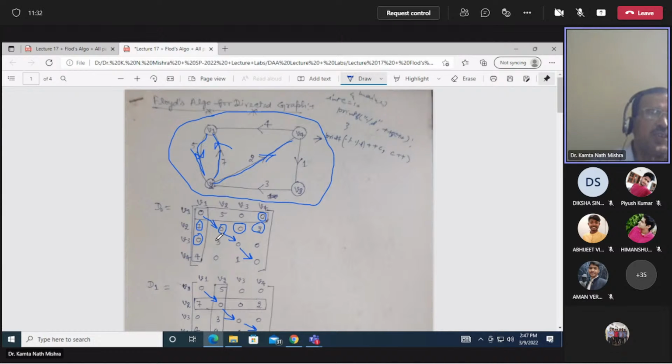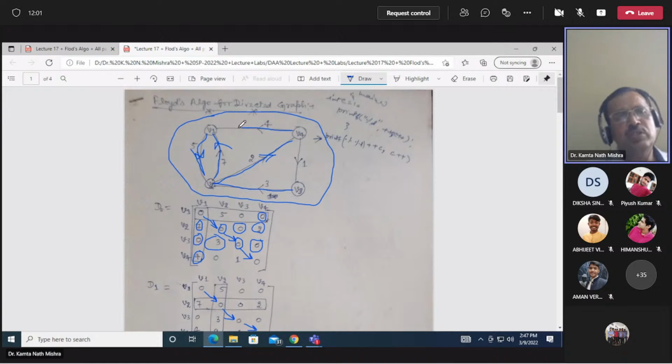And the same thing for V4 to V1. You see from V4 to V1, one direct path is there and its length is 4. And V4 to V2, no direct path, so it is 0. And V4 to V3, path length 1, and V4 to V4, diagonal, it is 0.